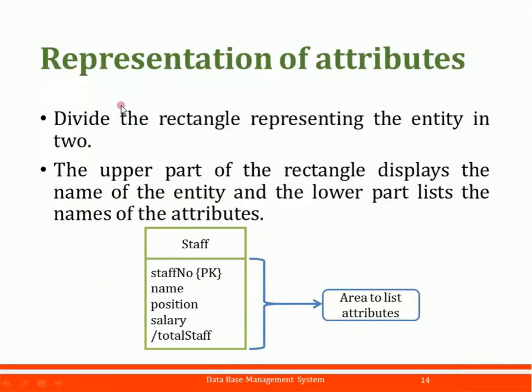Now let us see how to represent these attributes in an ER diagram. You have to divide the rectangle which represents the entity into two parts. Here staff is the name of the relation that is divided into two parts. The upper part of the rectangle displays the name of the entity, and the lower part displays the list of names of the attributes. So here staff number is the primary key. It can either be underlined or it can be indicated like this. And this is the area where you can list the attributes of that particular entity.